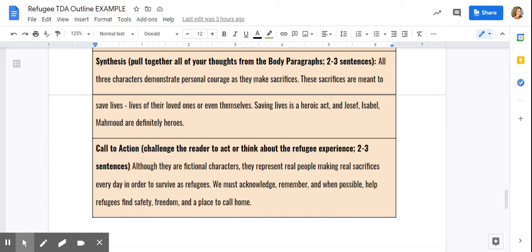You're speaking in general now. You're not talking about the characters from the book. You always want to begin your essay broad in your introduction. You want to end your essay broad in your conclusion. And we're just talking about refugees in general and what the reader can do. So I'm going to let you go back and whip up your call to action, and you are done with your organizer.